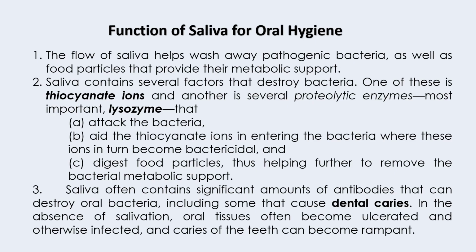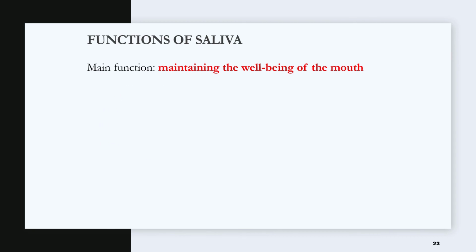Saliva often contains significant amounts of antibodies that can destroy oral bacteria. As I said, IgA will be present, okay, including some that cause dental caries. So whatever types of bacteria are present in the mouth, saliva will produce antibodies, thiocyanate ions, lysozymes, all contributing to the cleaning or hygienic purpose of the mouth. In the absence of saliva, oral tissues often become ulcerated and otherwise infected, and caries of the teeth can become rampant. So this is about our today's lecture.